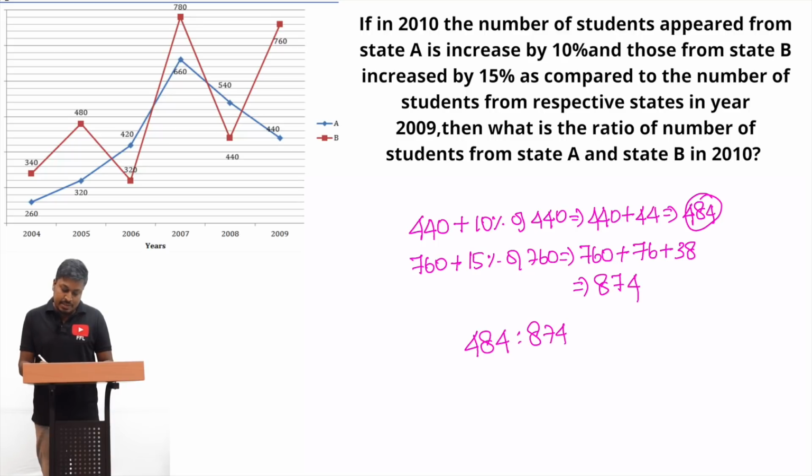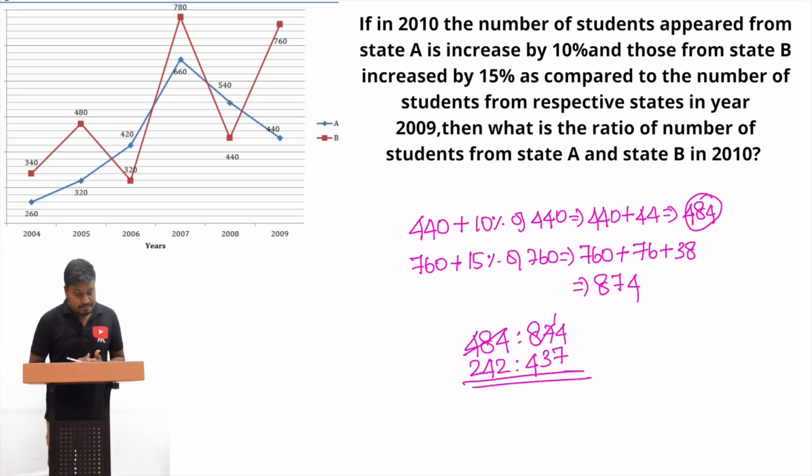I think we can cancel it on the 2 table. 242, cancel it on the 2 table. 4 2s are 8, 3 2s are 6, 1, 7 2s are 14. So we can say that 242 is to 437. So look at the fifth option. 242 is to 437. So that will be the answer for this question.